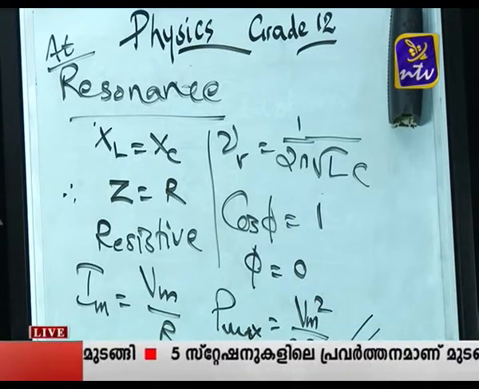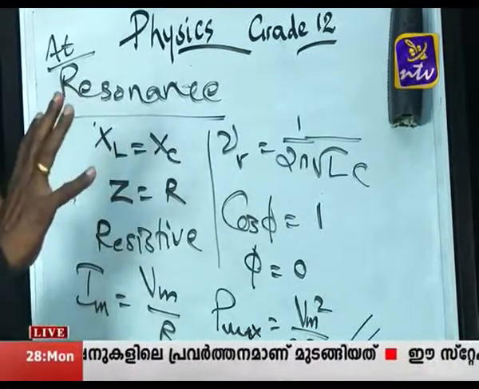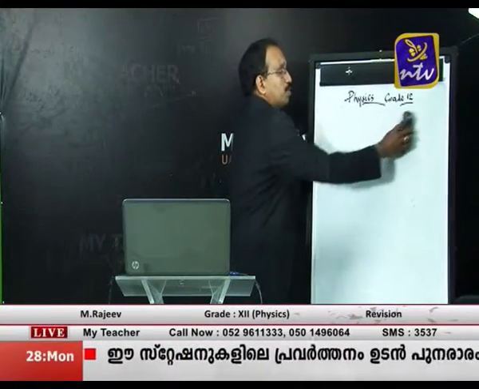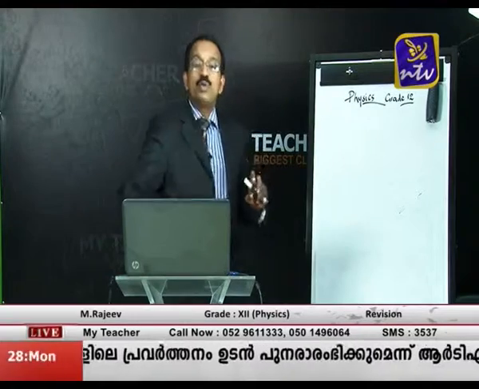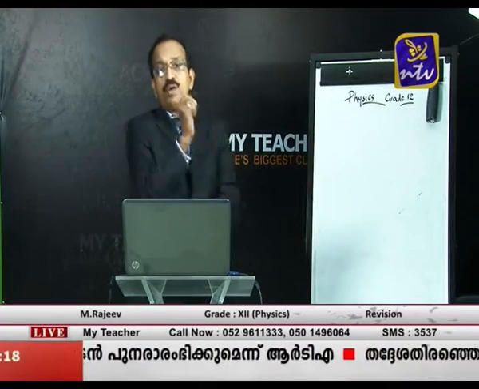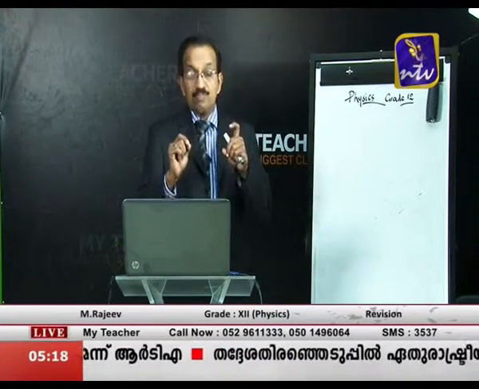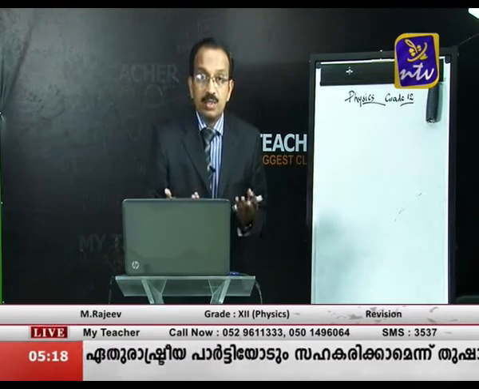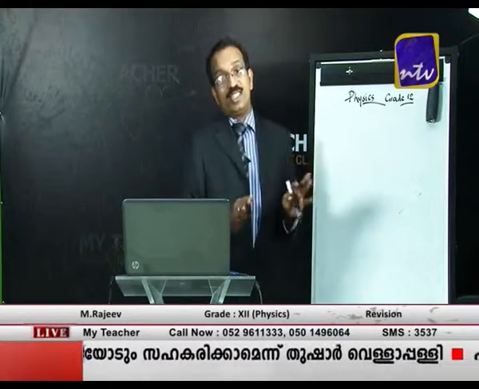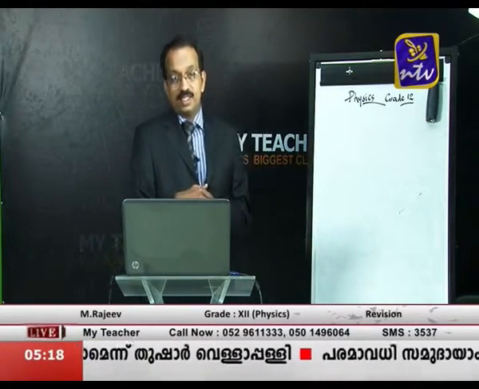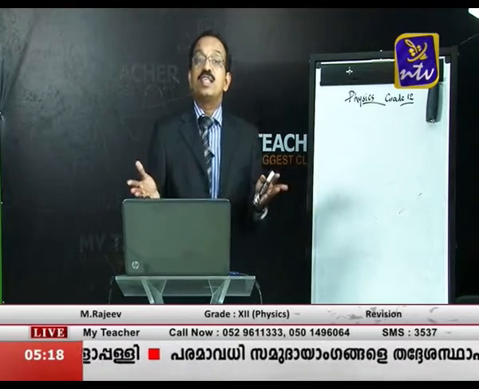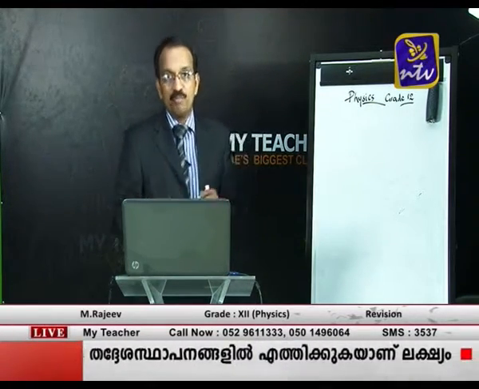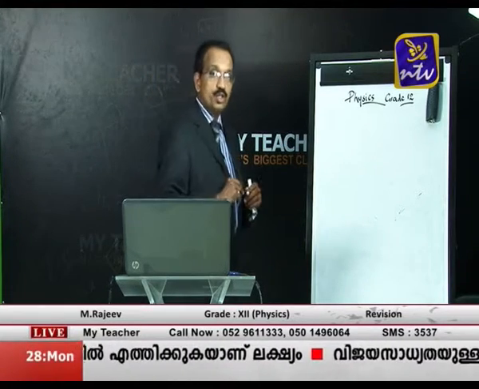Now one more thing. Resonance is made use of in some places. Where is resonance made use of? One thing you can make out clearly is, if the frequency supplied to the circuit is equal to 1 by 2 pi root of LC, that is, the natural frequency of the circuit, the circuit will be at resonance. If the circuit is at resonance, it will absorb maximum power. Power absorbed by the circuit is maximum at resonance. That is one thing to know.